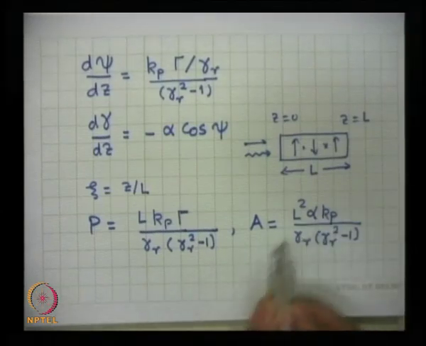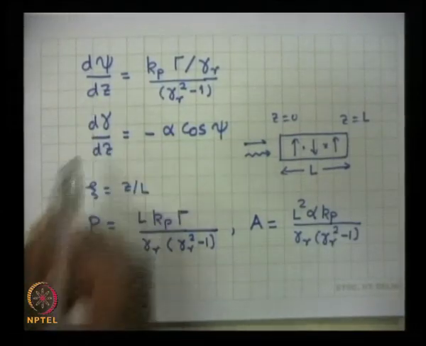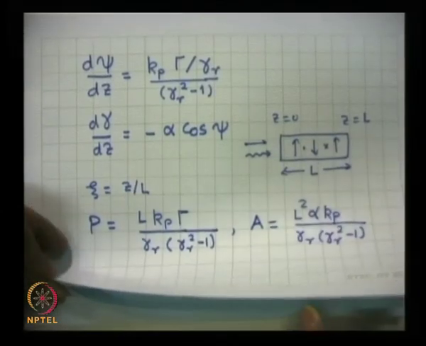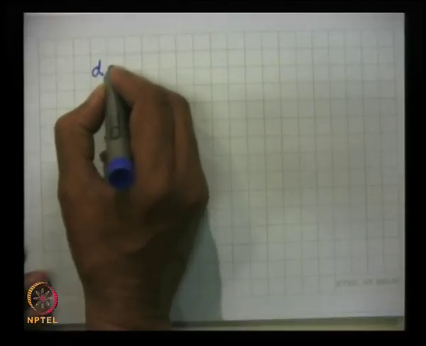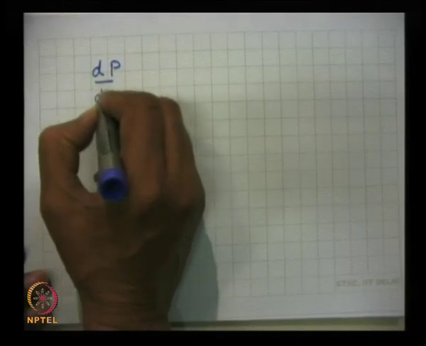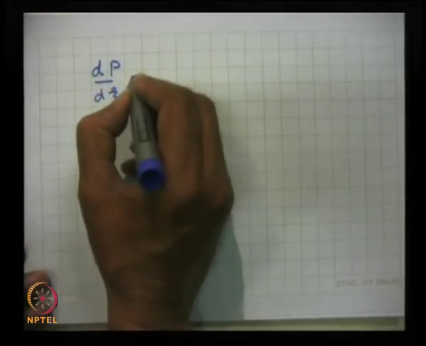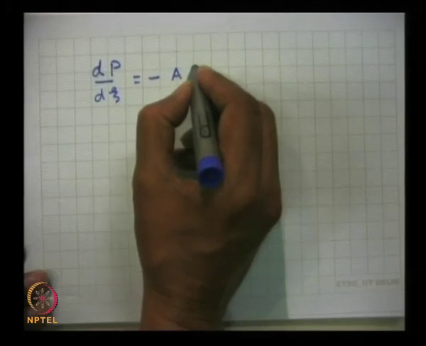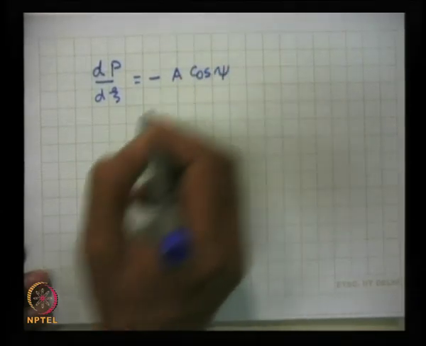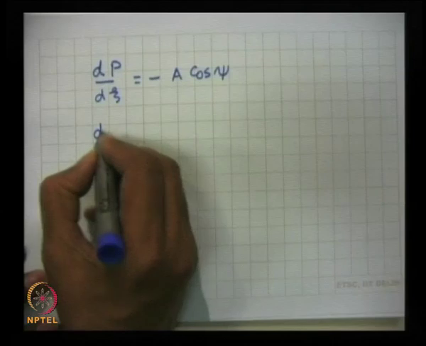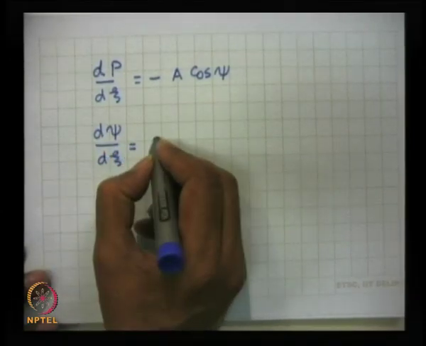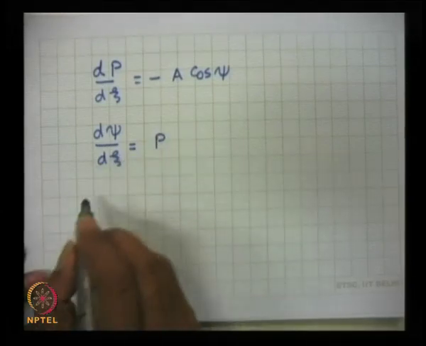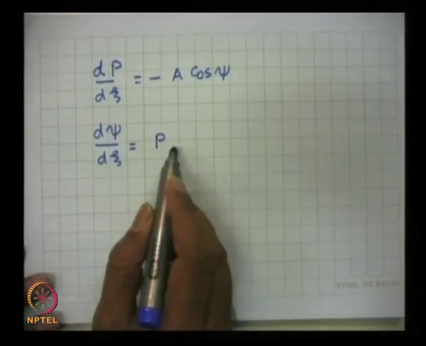So, in terms of this A, P and Xi, these two equations take a standard form, and let me write those equations. One is dP upon d xi is equal to minus A cos psi, this is the energy equation, and d psi by d xi is equal to P, this is the phase evolution equation. These are rather simple equations.